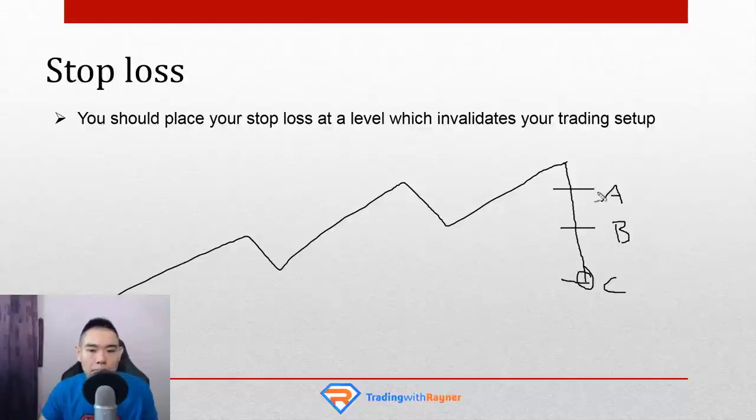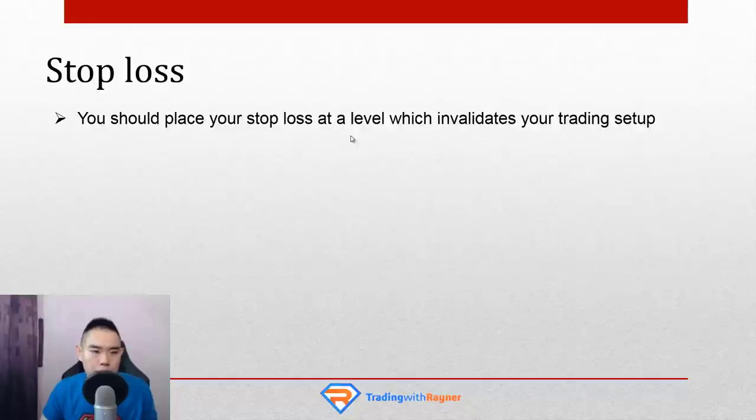Now, why not A or B? Because if the market retraces to A and continues higher, this still looks like an uptrend. If it retraces to B, goes up higher, this uptrend is still pretty much intact. So the key thing that I'm trying to bring across is that your stop loss should be at a level which invalidates or destroys your trading setup. If your setup is a trend trading setup, your stop loss should be at a level where your uptrend looks funny. It doesn't quite look like an uptrend anymore.